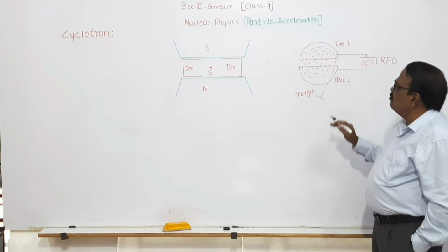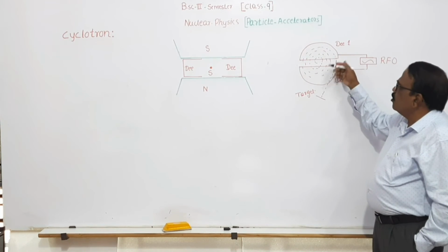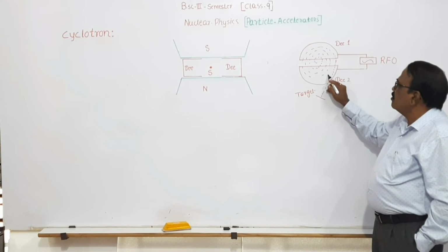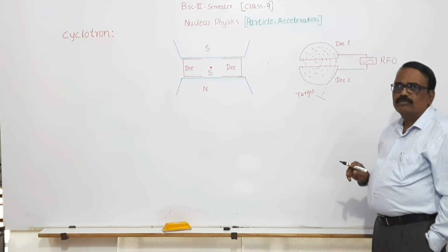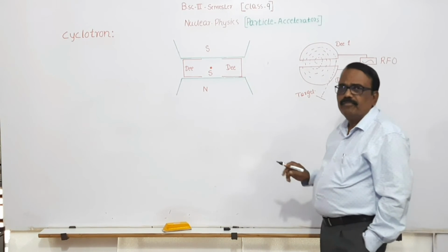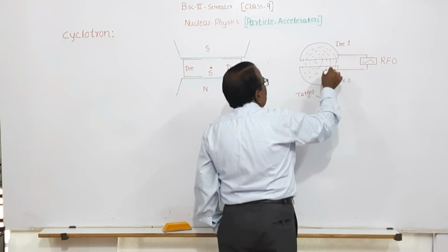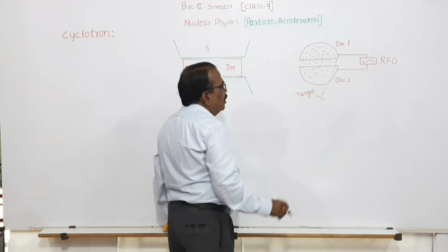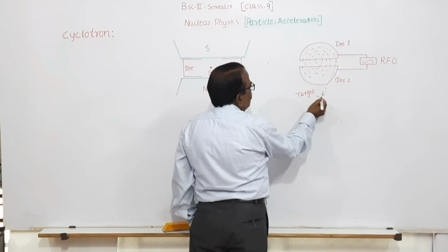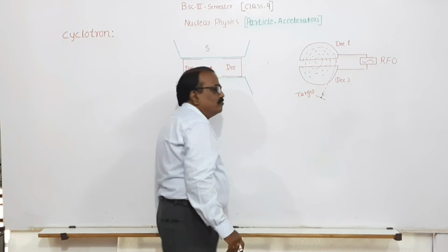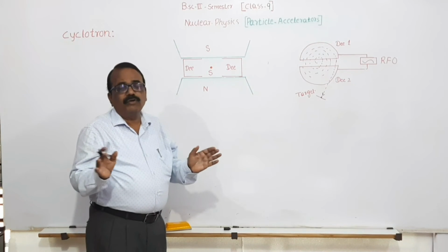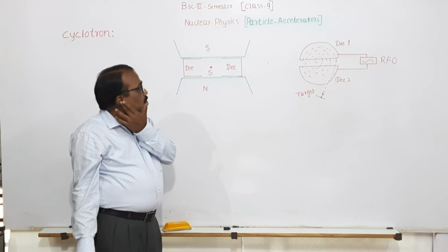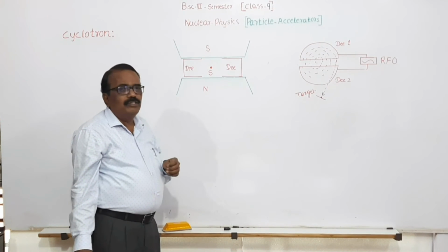As it comes away from D1, suddenly the polarities are reversed. This becomes negative and this becomes positive. This continues till the ion reaches the periphery, the last circle, and it is directed towards the target. That means the ion has got maximum energy. So this is regarding the construction of this cyclotron.